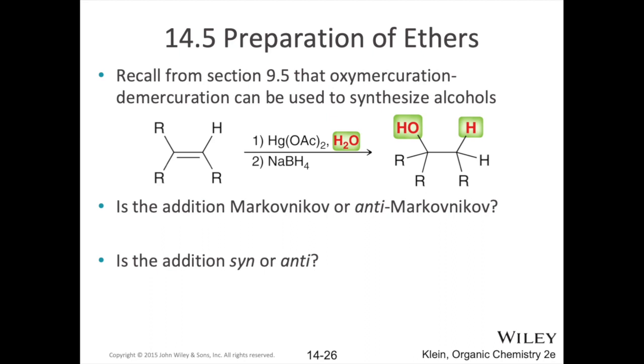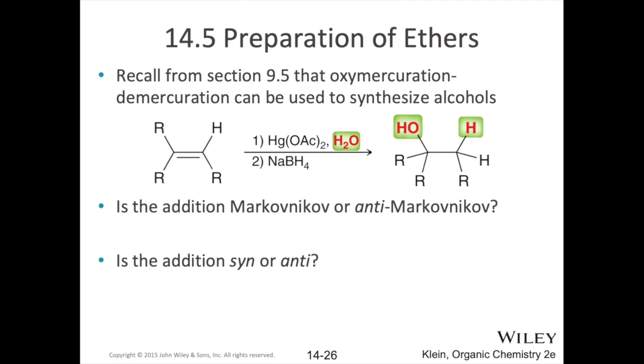So another way to synthesize an ether is to actually look at a way we synthesized alcohols back in our chapter on addition reactions to alkenes. So if you recall, with oxymercuration, demercuration, we can do a Markovnikov addition across our alkene, and we basically use mercury acetate and water in the first step, and then subsequently use sodium borohydride, right, to get rid of the mercury. But the bottom line is that we're adding a water molecule across that double bond. Our OH from our water molecule goes to the more substituted carbon, following Markovnikov's rule, and the hydrogen goes to the less substituted carbon. Okay.